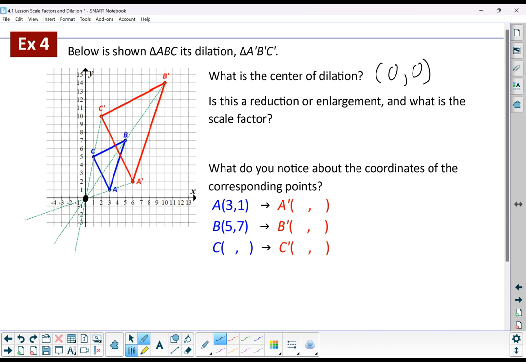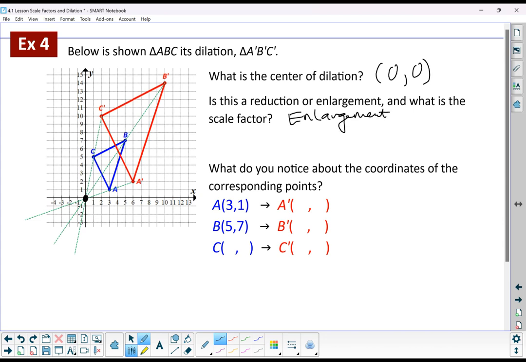Next question says, is this a reduction or an enlargement? Well, our original shape is the blue shape, ABC. I know that because it's just the regular letters ABC. And the dilated shape is A prime, B prime, C prime, which is larger than the original triangle. So this is an enlargement.